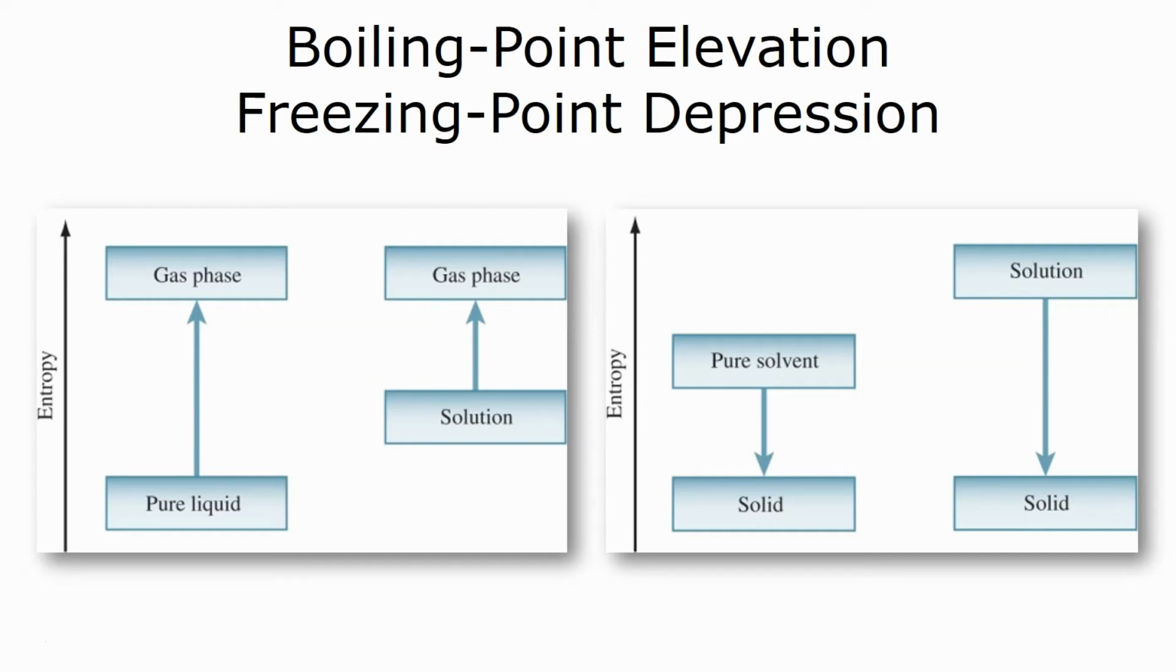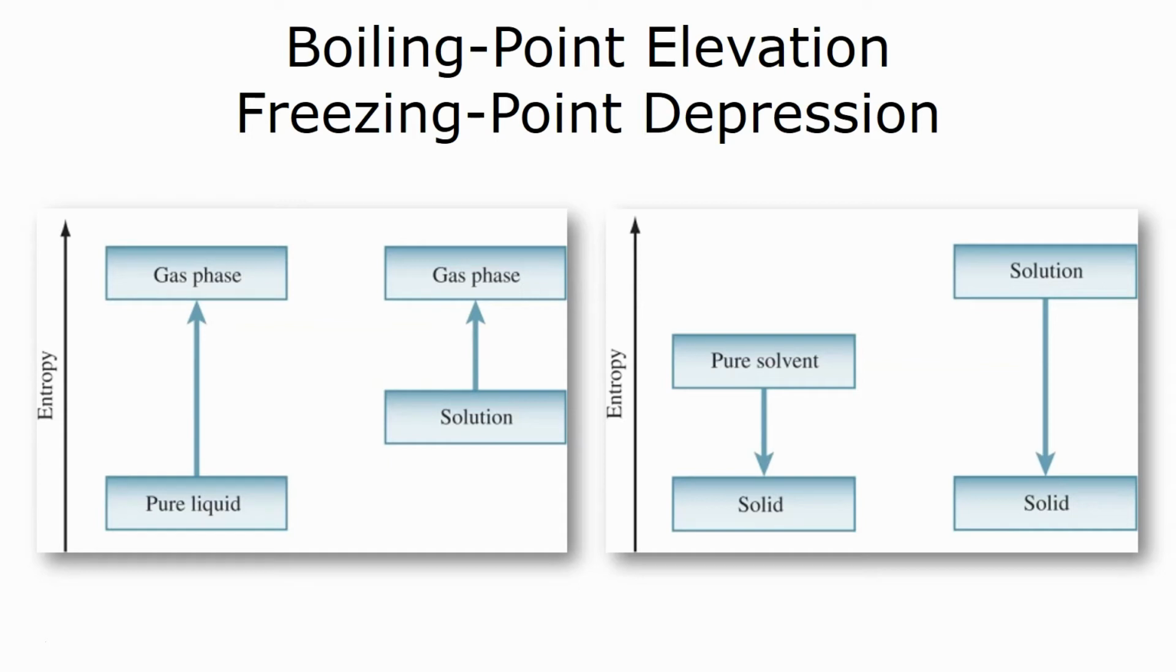So if you take a pure liquid and you add something and you make it a solution, it now has a lower vapor pressure, meaning that you have to add even more heat, thus raising the boiling point, in order to get the vapor pressure to equal the atmospheric pressure.